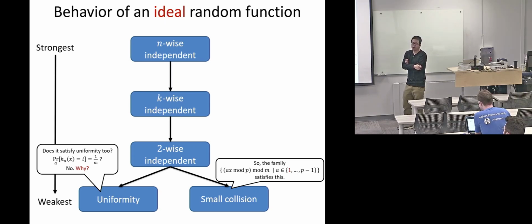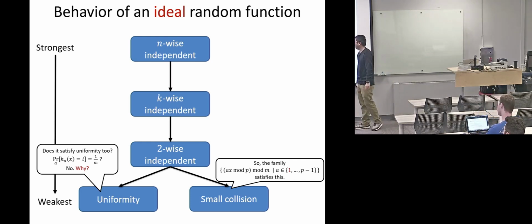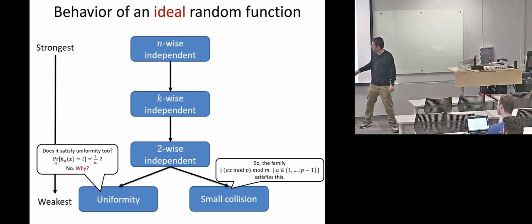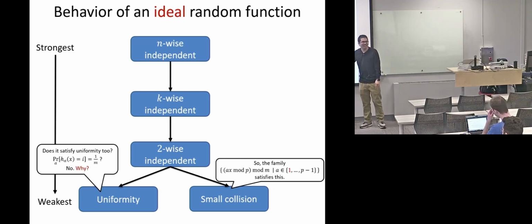It's not, but why? Because let's say x is 0, then it's always going to map to 0. Right? It's not uniform. A uniform function needs to map everything uniformly, like to a random place. But here it just always maps x to 0. But it certifies this. Okay.